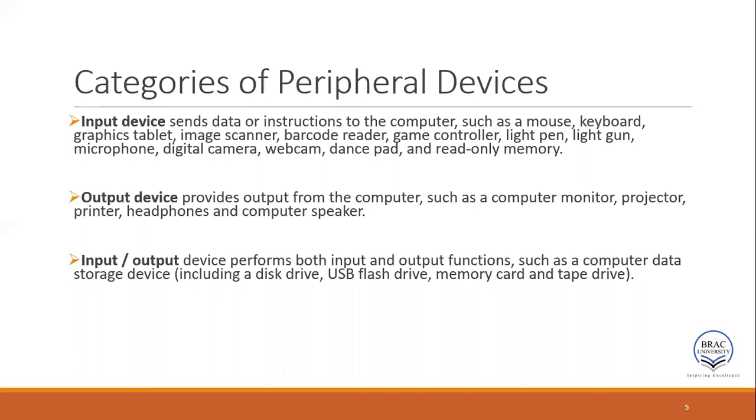And the third one is the input-output device. Those perform both the functionalities of input and output, such as memory. We know the CPU interacts with memory for reading data from it and writing data on it. So there is an exchange of information both ways, input and output. So memory is an input-output device.